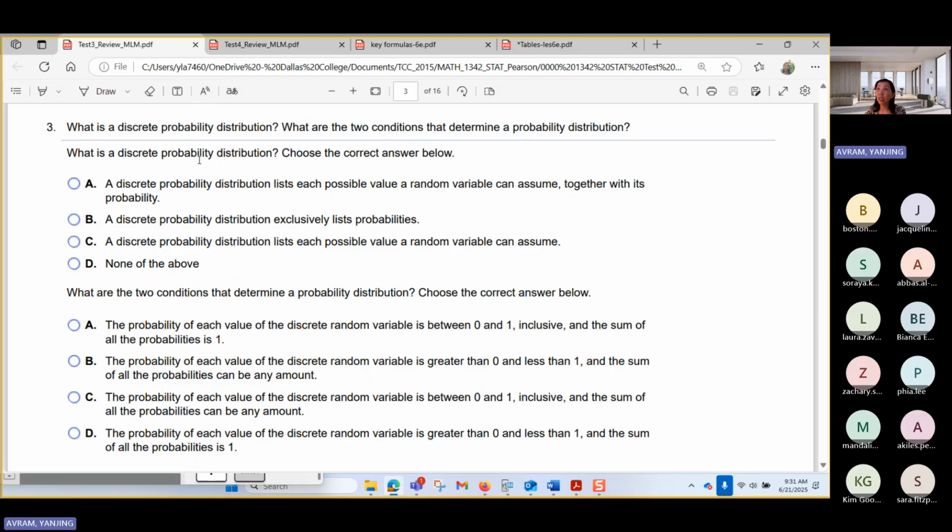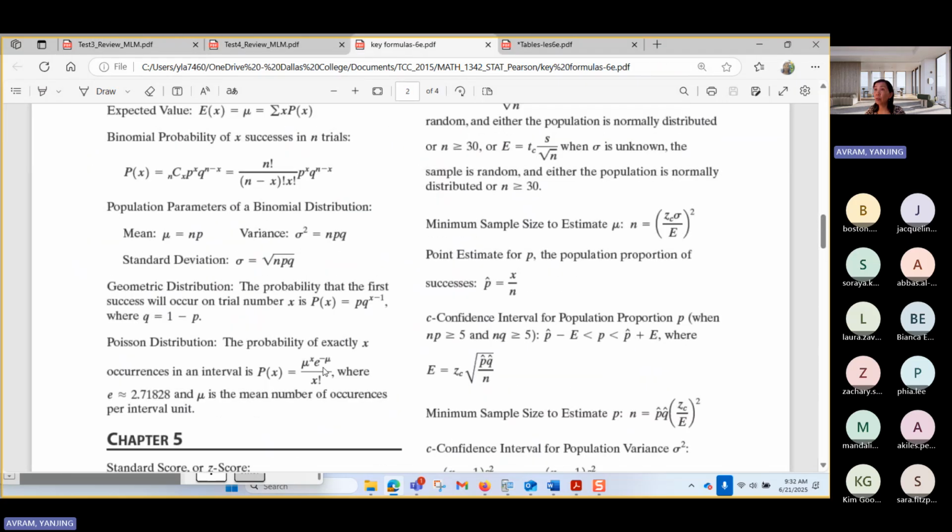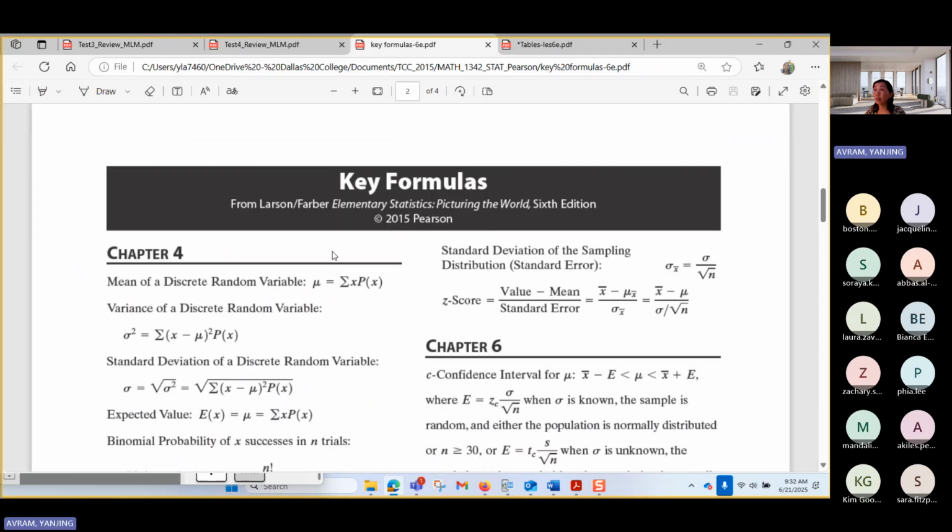So what is the probability distribution in here? So if you look at A, the discrete probability distribution lists each possible value a random variable can assume together with its probability. So that looks about right. Okay, and what are the two conditions to determine the probability distribution? Choose the correct answer. If you do not know how to answer this one right here, you can also look at the key formula for the discrete probability distribution in chapter 4, right?